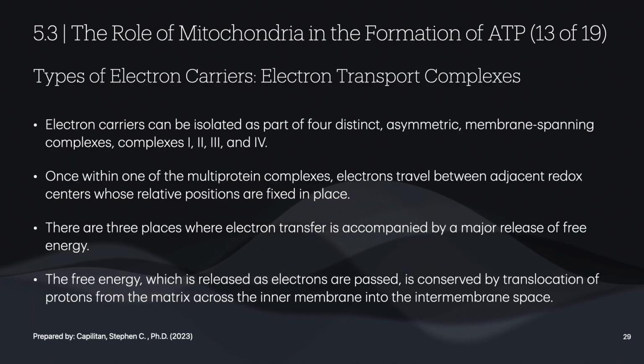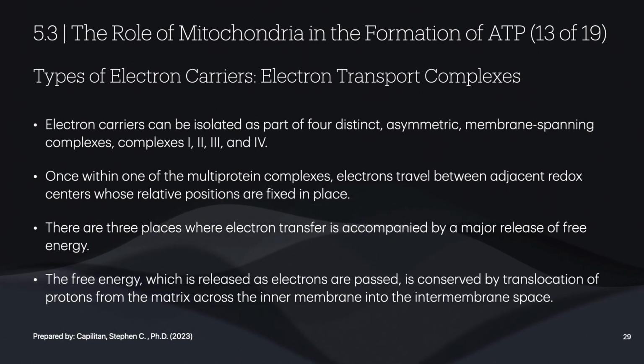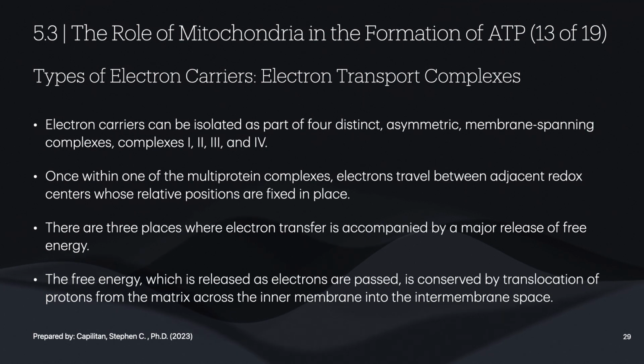Electron carriers can be isolated as part of 4 distinct asymmetric membrane spanning complexes. We have complexes 1, 2, 3, and 4. Once within one of the multi-protein complexes, electrons travel between adjacent redox centers and their relative positions are fixed in place. There are 3 places where your electron transfer is accompanied by a major release of free energy.